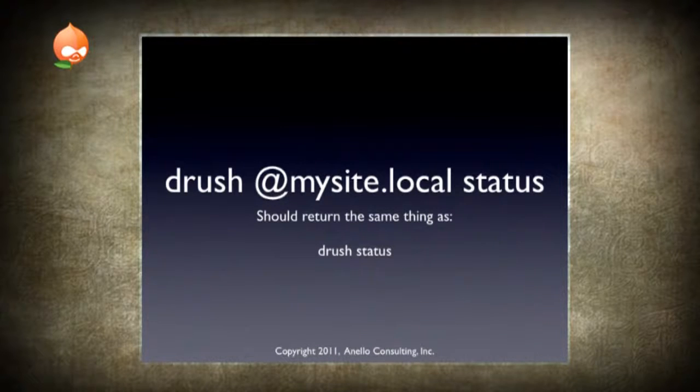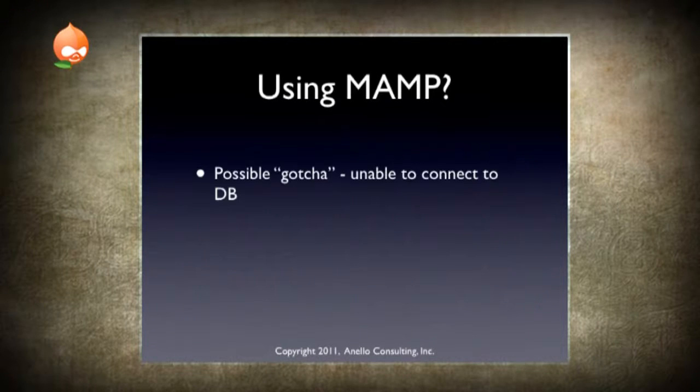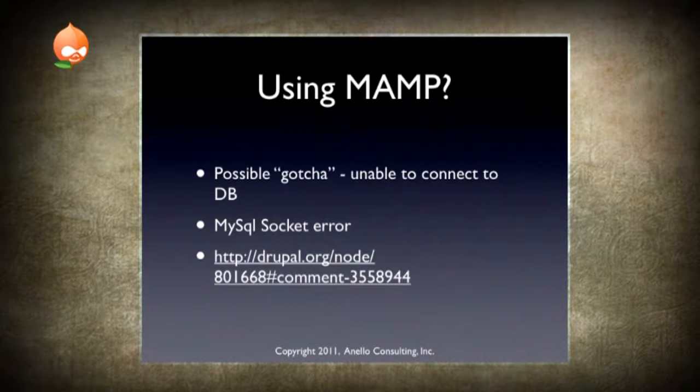I'm going to do a quick rabbit hole because everyone I've shown how to do this runs into this. If you're using a Mac and you're using MAMP, you run into this exact same problem. So feel free to tune out if you're not using a Mac or MAMP. But I want to put this in here because everyone has this problem. When you do a drush status, sometimes you get unable to connect to DB. You get some sort of socket error. There's a solution.